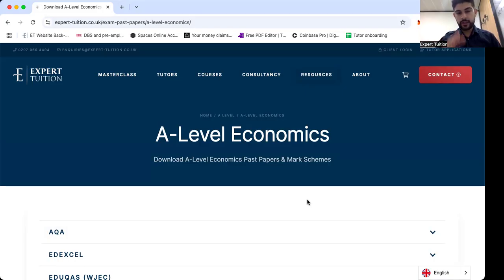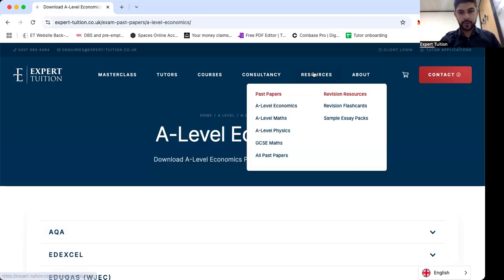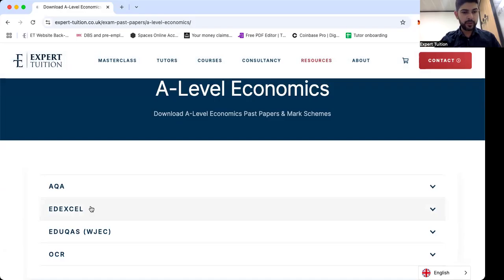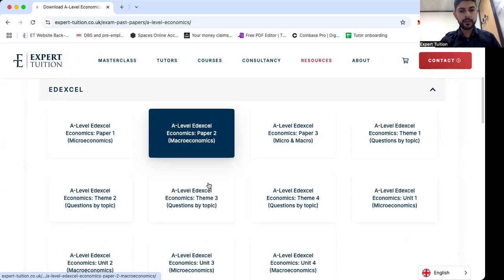First and foremost, just to ensure that you are familiar with how to use our website and how to get to these booklets: once you access the Expert Tuition website, hover over Resources, A-level Economics, specifically EdExcel. We are hopefully going to put together booklets for other exam boards in the near future, but for now it's EdExcel. Here you go.